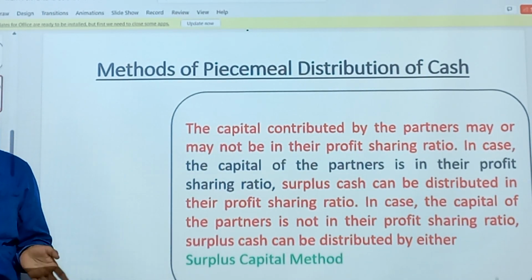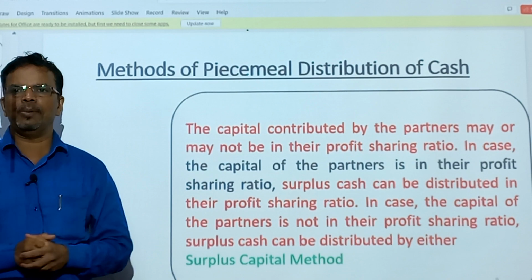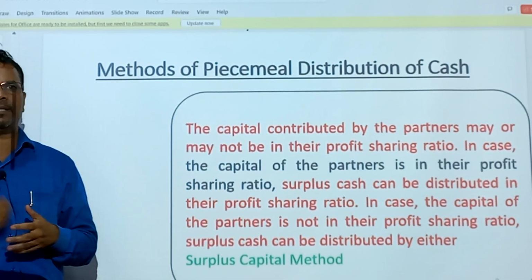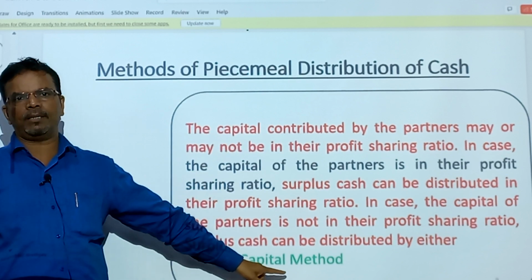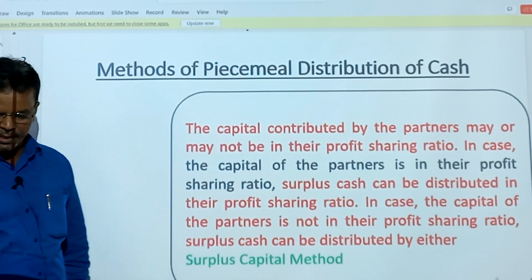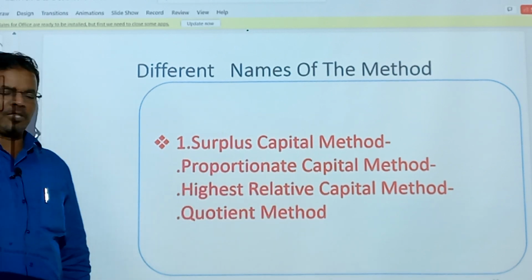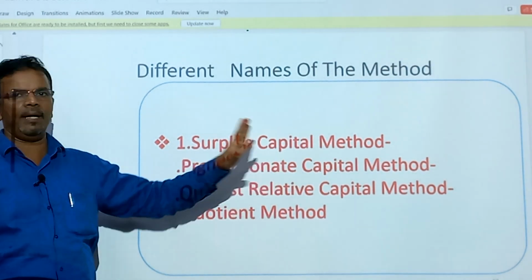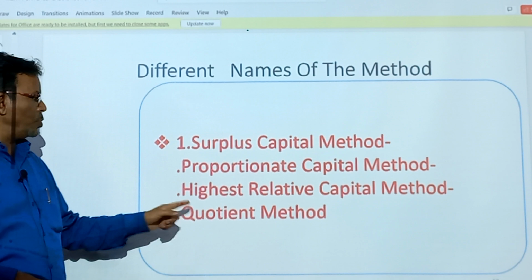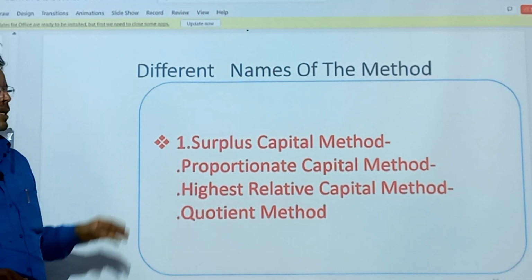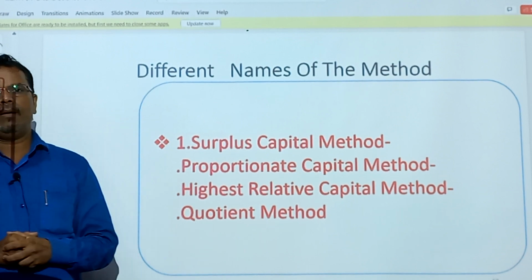Today, we will do the second part of the piecemeal distribution of cash. For this piecemeal distribution of cash, we will follow the surplus capital method. This surplus capital method is also known as the proportionate capital method. It is also known as the highest relative capital method. It is also known as the quotient method. So, these are the three different names of the surplus capital method.